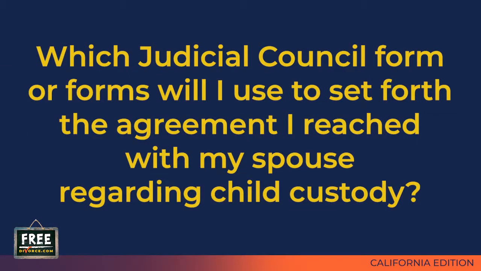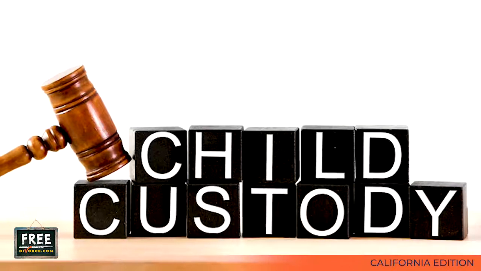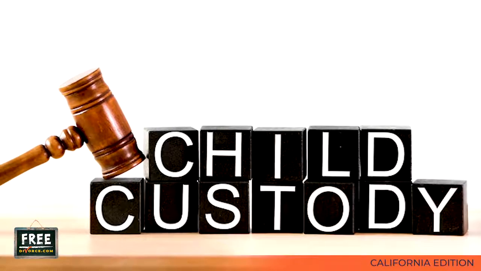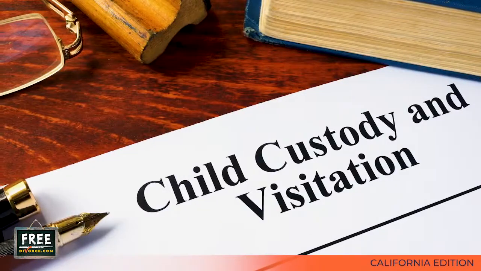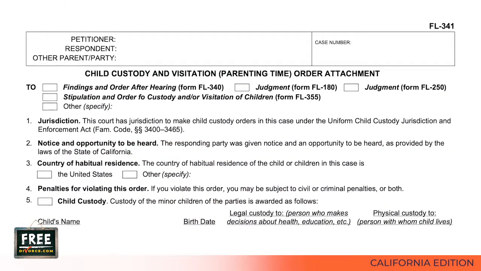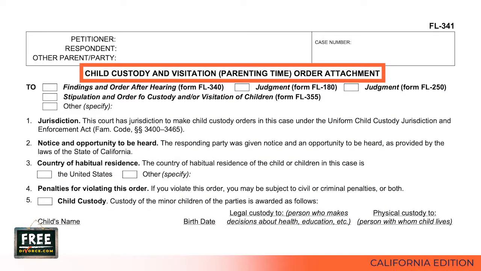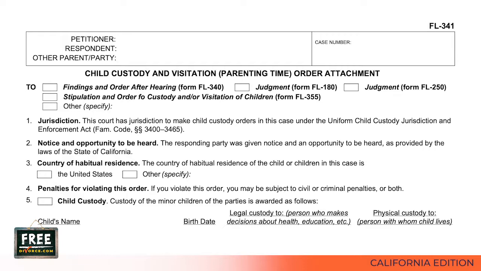Which Judicial Council form or forms will I use to set forth the agreement I reached with my spouse regarding child custody? There is a collection of at least 6 different Judicial Council forms you can fill out in order to set forth your child custody agreement. You don't have to fill out all 6 forms. Start with the form entitled Child Custody and Visitation Parenting Time Order Attachment, FL-341. You may be able to set forth your entire custody agreement in just this one form. It is the basic child custody form.